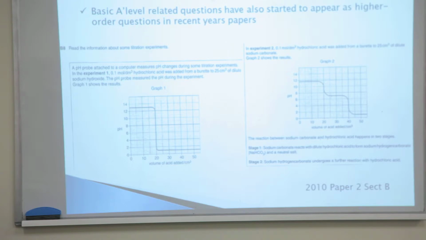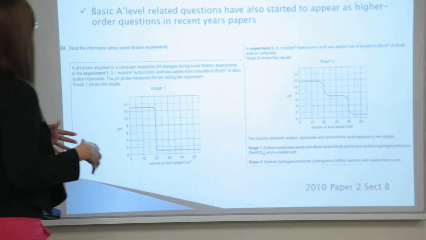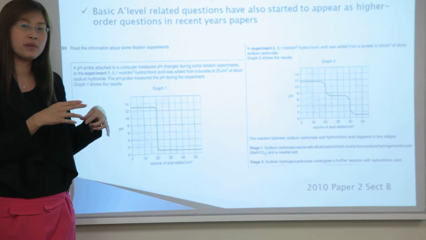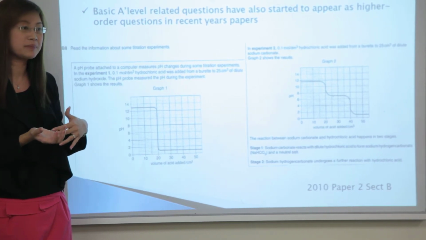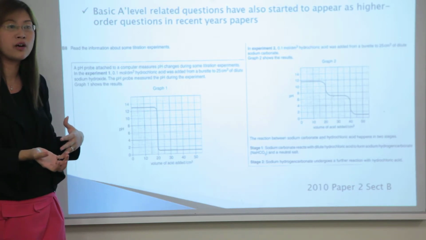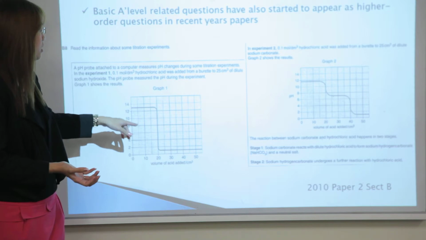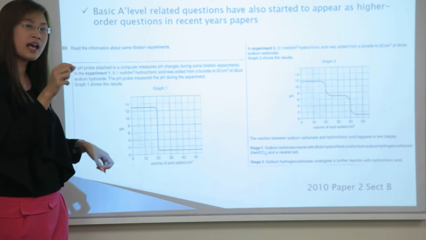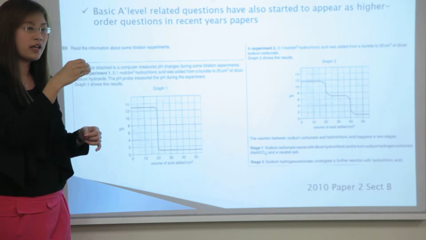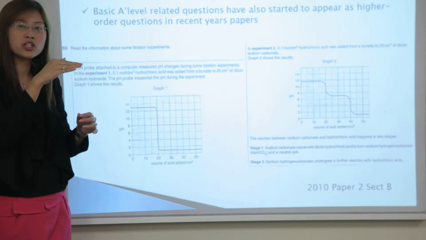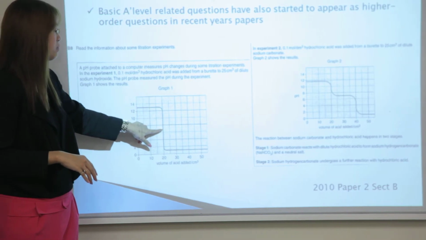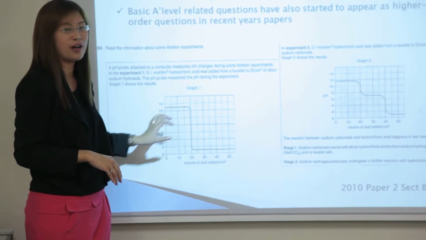Let me just give you a brief introduction. What is this graph? It's a graph that shows the titration, the reaction between the acid and the alkali. When the acid and the alkali react, a neutralization reaction takes place. In order to find the endpoint, which is the pH value at which the acid and the alkali reach equilibrium, the student must know that it is actually the midpoint of the vertical part of the graph.